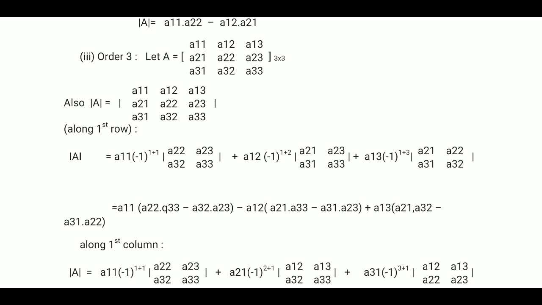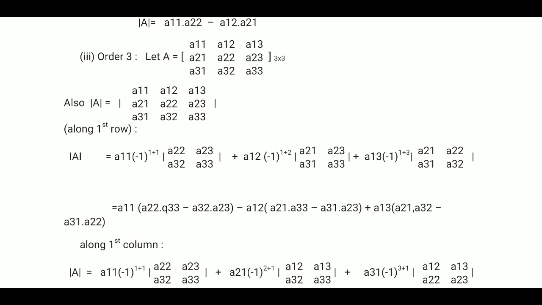Suppose the element is A11. A11 means the element of first row and first column. So I will write A11 multiply minus 1 power 1 plus 1 multiply the determinant obtained by leaving first row and first column, so we get the determinant A22, A23, A32, A33.